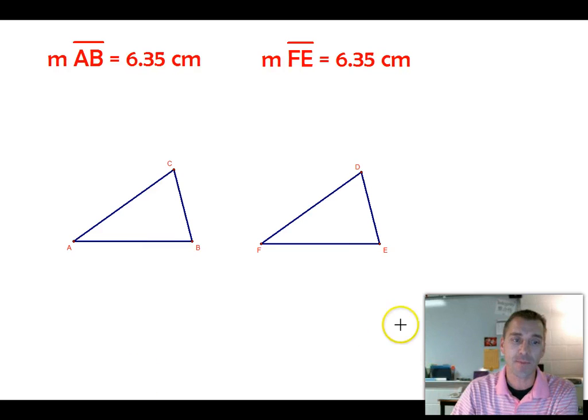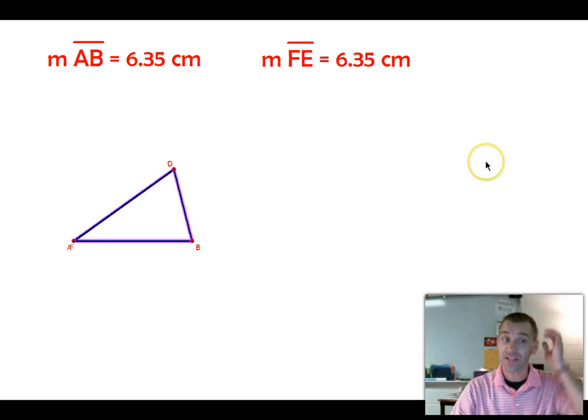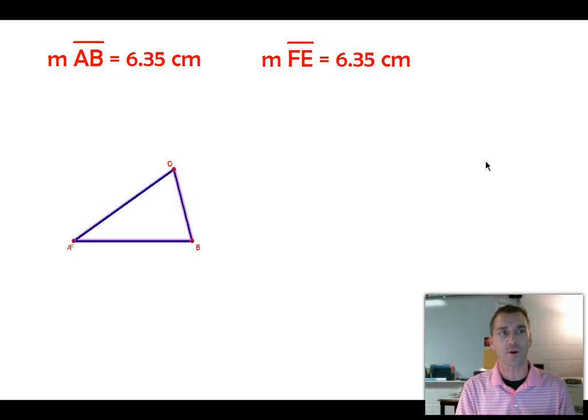Now here's the thing. If I took this particular triangle right here and put it right on top of it, there you go. That is exactly what congruent means. They line up angle for angle, side for side, point for point.